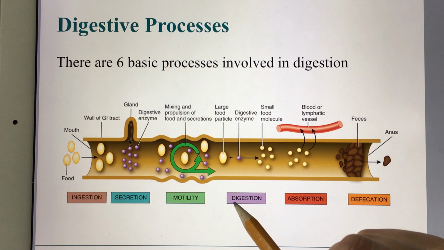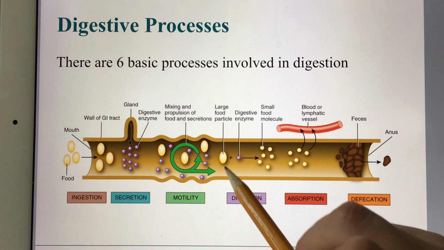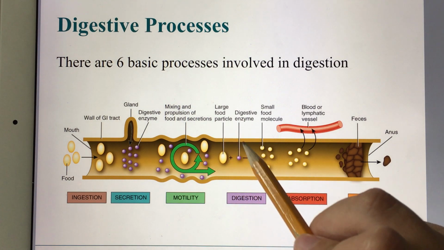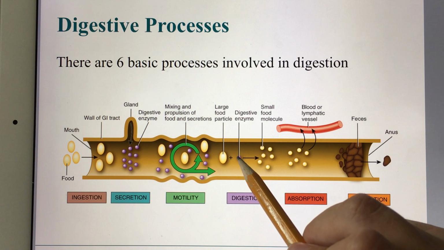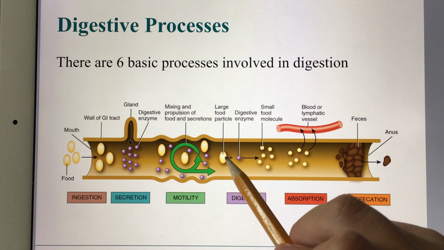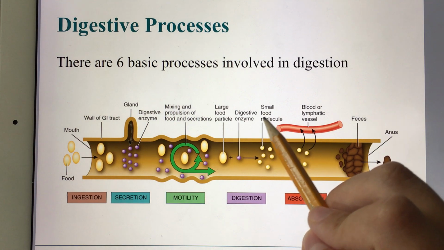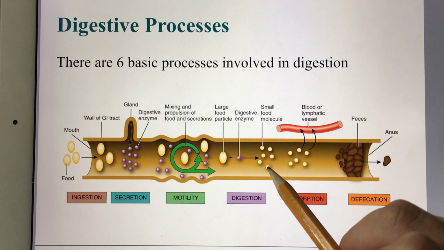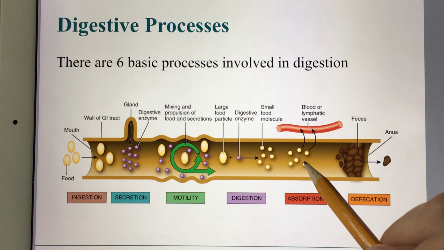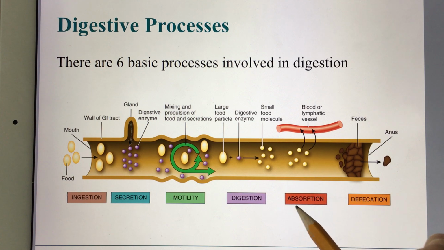The next part is called digestion. Digestion is actually taking the large food particles, and this is performed by the digestive enzymes. The digestive enzymes can cut up the large food particles into the smaller food molecules that can be easily absorbed into the bloodstream, which leads us to the next function of the digestive system called absorption.